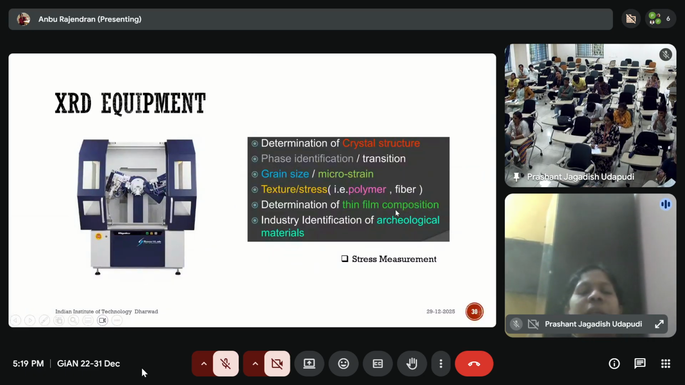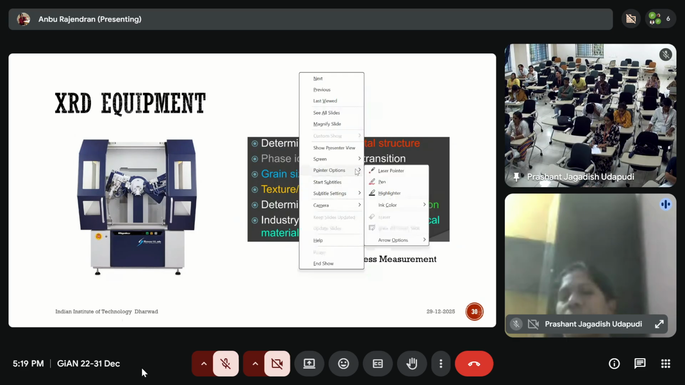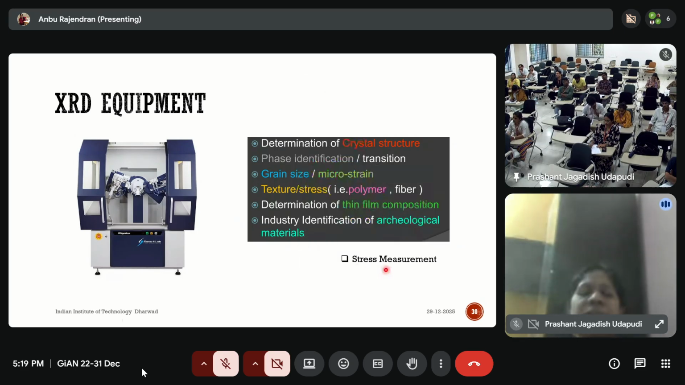And if there are any thin films on the top, some substrate coated with a thin film, and you want to understand the thin film composition or phase, follow the same procedure. You can find out the composition of the thin film also. Any archaeological samples, unknown samples you find, where you want to understand the crystal structure, all the details can be obtained by using XRD. In addition to all, stress measurement also can be done by using the XRD machine.